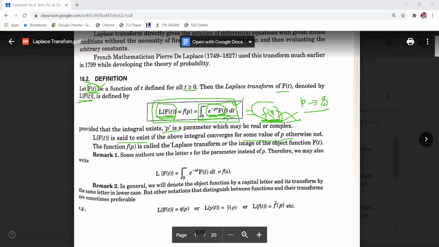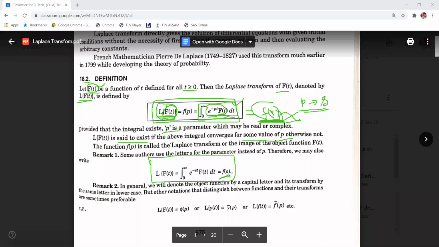And after integration, whatever you are getting, this f of p, this is called the Laplace transform of f of t. This is called the Laplace transform of this function f of t, whatever you have got. As I already told, in some books you will find s written in place of p. So this can also be written like this, the same thing. L of f of t, the Laplace transform of f of t, is nothing but the integral from 0 to infinity of e to the power minus s t into f of t dt. After integration, you will get a function of s, f of s. So you can write it like this also.